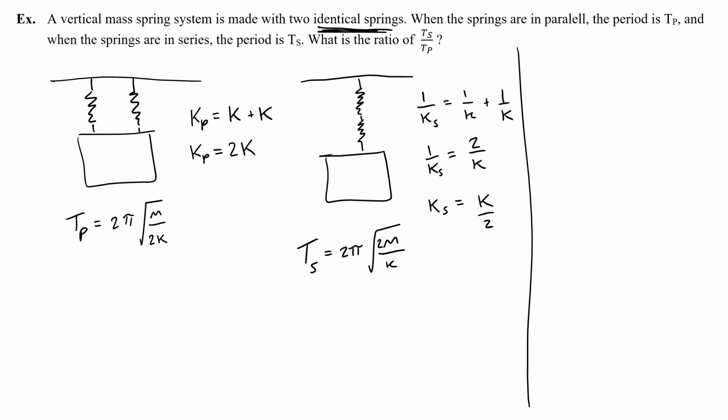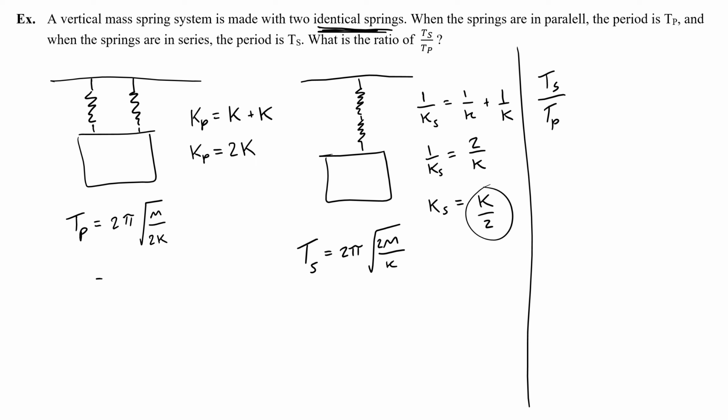It's going to ask me to do the series over the parallel. And I want to get a number, a fraction or a whole number, a ratio of the two. So what's going to be helpful is if I can take this new term that I've introduced, the 1/2 and the double, and just pull it out of the period equations.